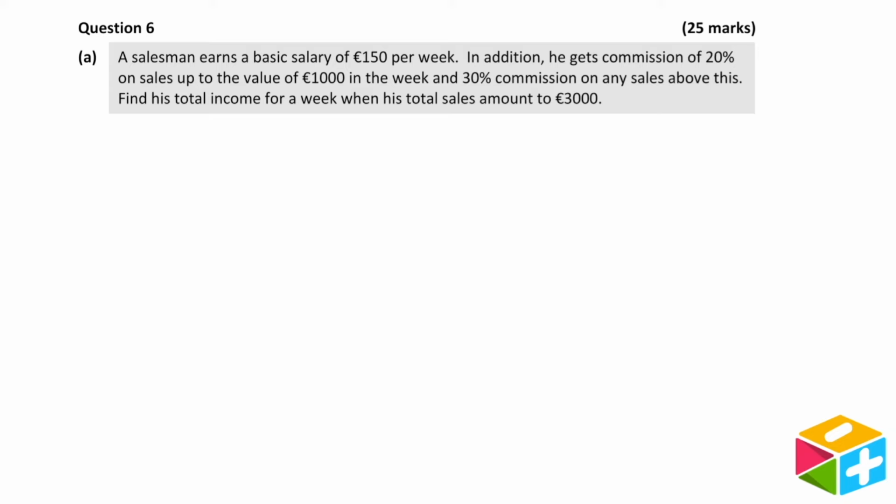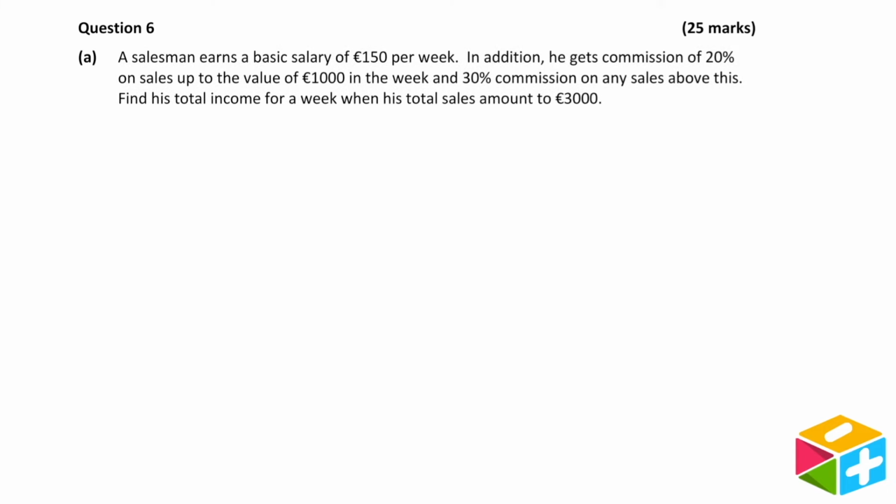A salesman earns a basic salary of €150 per week. In addition, he gets commission of 20% on sales up to the value of €1,000 in the week, and 30% commission on any sales above this. Find his total income for a week when his total sales amount to €3,000.